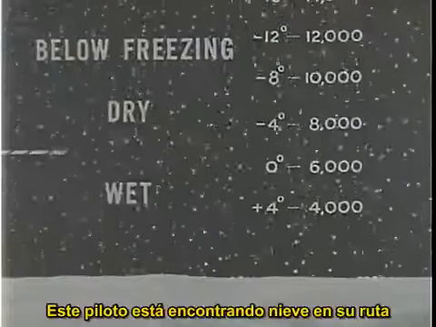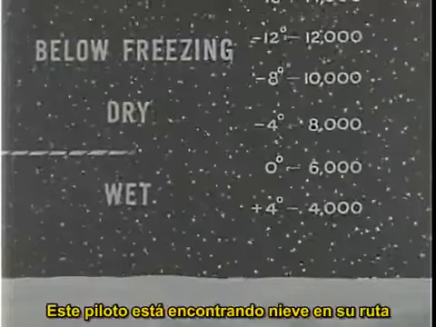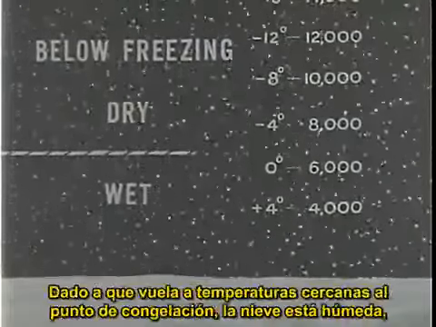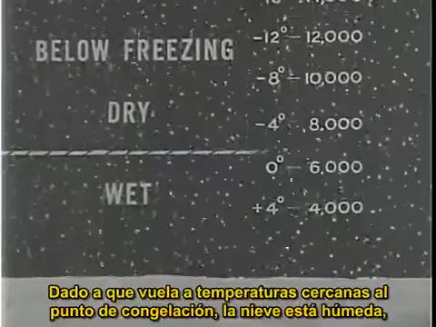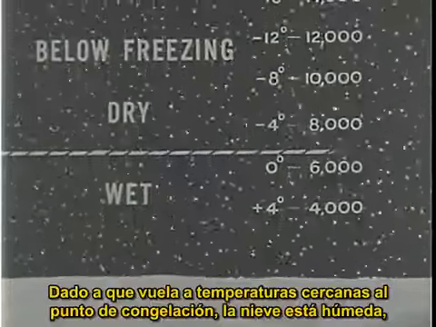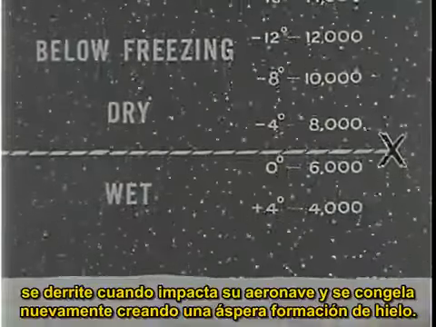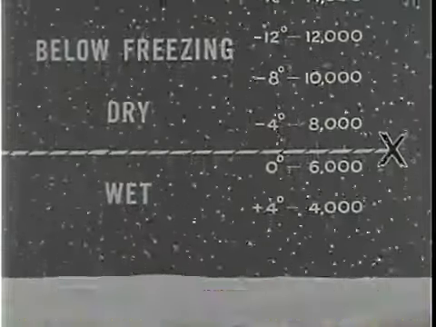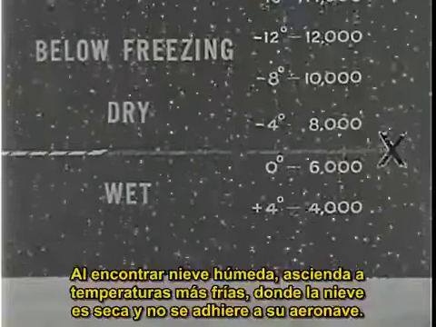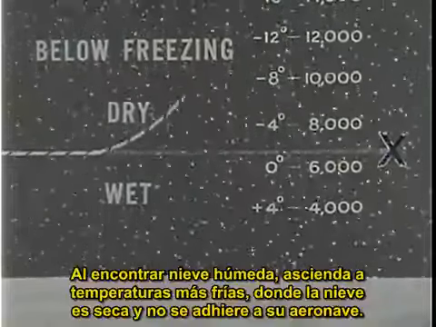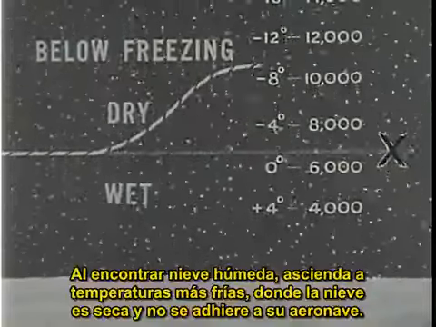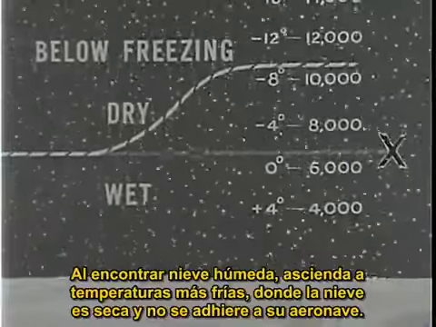This pilot is encountering falling snow along his flight path. Since he is flying in temperatures near the freezing point, the snow is wet. It melts when it hits his aircraft and refreezes, building up a rough ice formation. Upon encountering wet snow, climb toward colder temperatures where the snow is drier and will not stick to your aircraft.